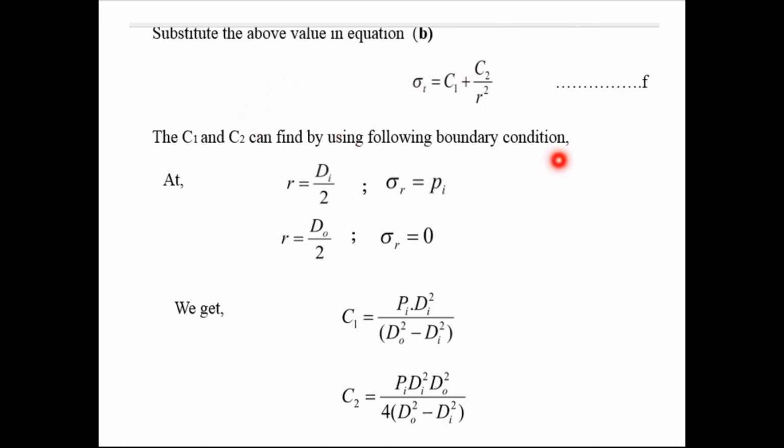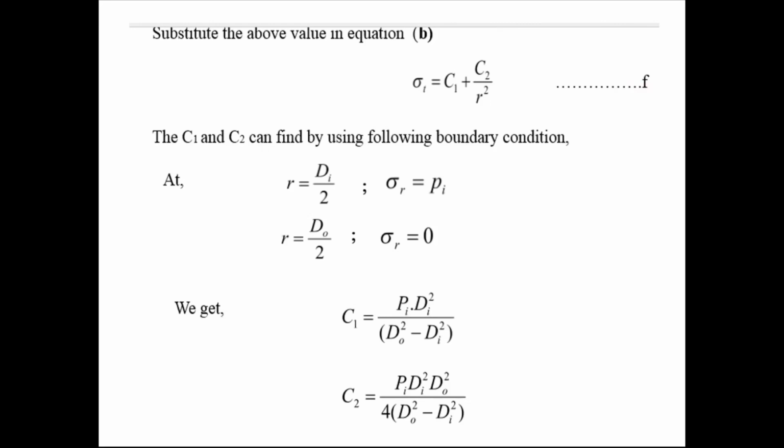By using boundary conditions. At the inner surface, r is equal to di by 2, sigma R is equal to pi. By substituting this boundary condition and another condition, at the outer surface, r is equal to dO by 2, sigma R, radial stress, is equal to 0. By using these two boundary conditions, we can find out C1 and C2 here. This is C1 and C2 from equation E and equation F.